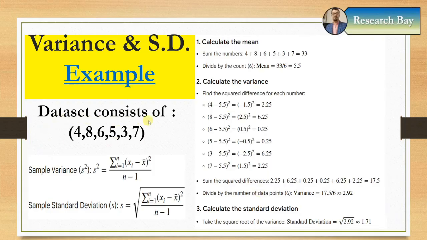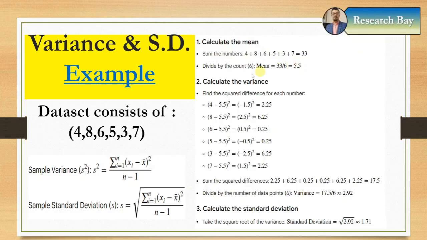So a data set consists of these 6 numbers, 4, 8, 6, 5, 3, 7. So this is the sample data set having 6 values. Easily I can put these values in the formula. How to do it? First I calculate the mean. So I add up 4, 8, 6, 5, 3, 7 and divide it by 6. So it comes out to be 33. 33 divided by 6, 6 is the number of observations. It comes out to be 5.5. That is the mean of the sample.